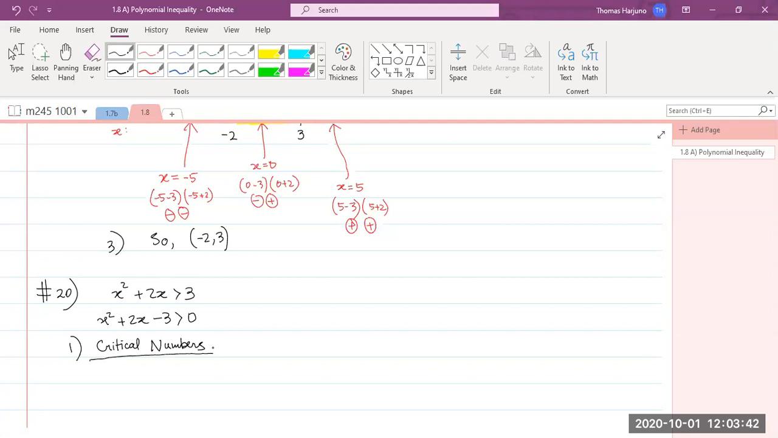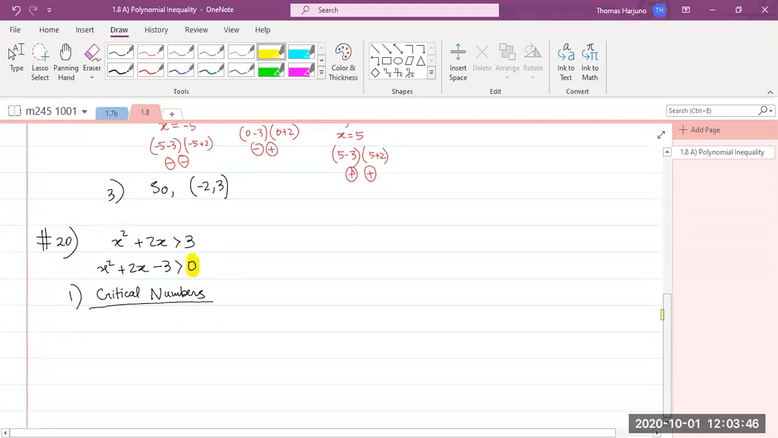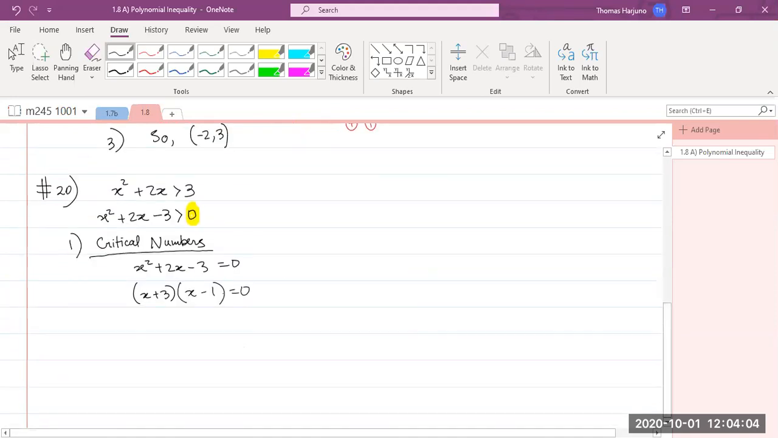Step one, set one side equal to 0. Once the inequality has 0 on one side, then you find the critical numbers. For now, we rely on factoring, but please be aware that there's a chance it's not factorable, but you still need to solve it, either by completing the square or by the formula. Once you get the critical numbers, you do the sign graph.